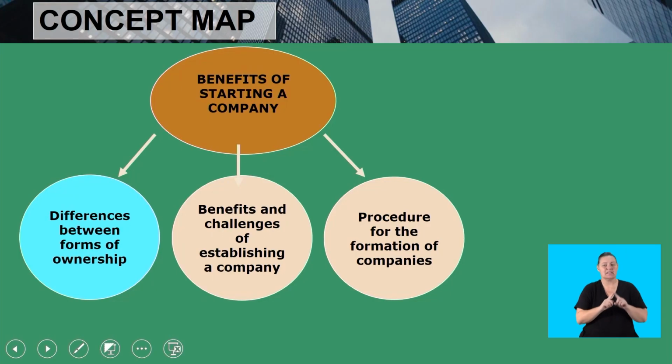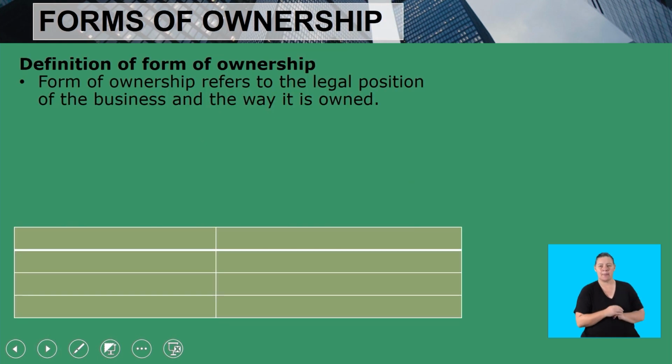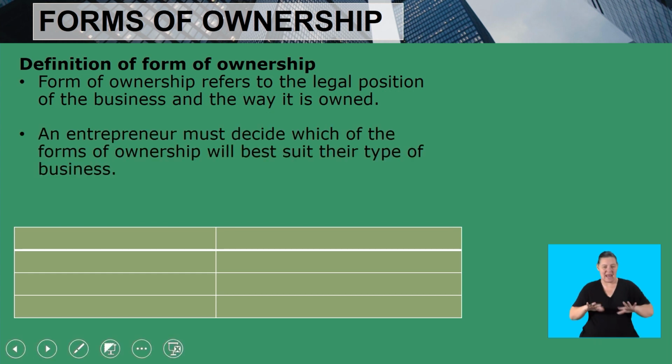Differences between forms of ownership. Definition of form of ownership. Form of ownership refers to the legal position of the business and the way it is owned. An entrepreneur must decide which of the forms of ownership will best suit their type of business.